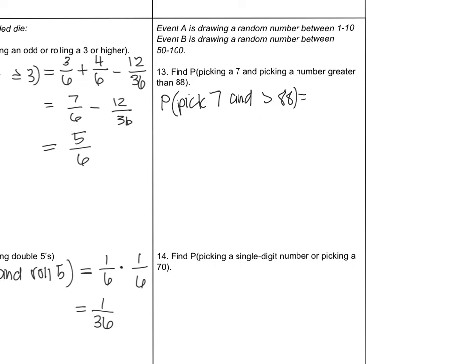So of our numbers 1 through 10, only one of them is a 7, so that's 1 out of 10 times, and then all of the numbers greater than 88 in event B, there are 12 of them, and there are a total of 51 numbers between 50 and 100, so we have 1/10 times 12 out of 51, which when we multiply gives us 2 out of 85.